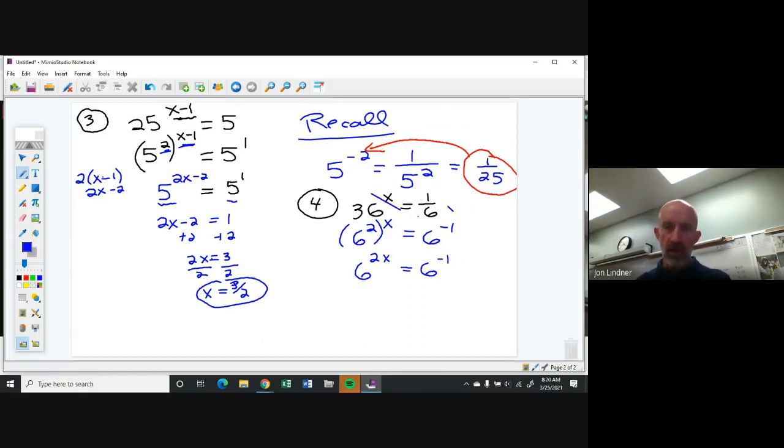So we're using a negative exponent to help us out here. And now I can set 2x equal to negative 1, and I can solve it. X equals negative 1/2. All right. So remember that sometimes you will have to use a negative exponent like we did here, to get these problems to shake out the way that you want them to.